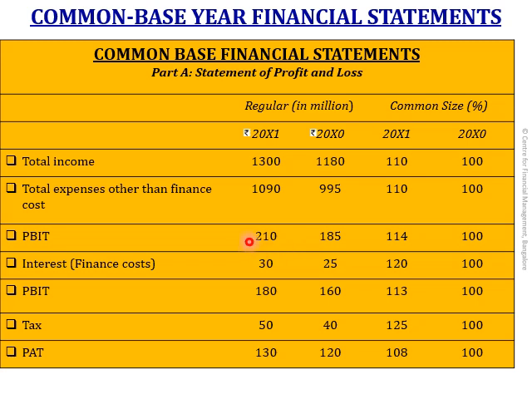Likewise, we express numbers in 20x1 in relation to numbers in the base year, which is 20x0. If we look at the common base statement, we find that total income has increased by 10%, PBIT has increased by 14%, tax burden has increased by 25%, and PAT has increased by 8%. So this gives a different insight into the financial performance of the company.